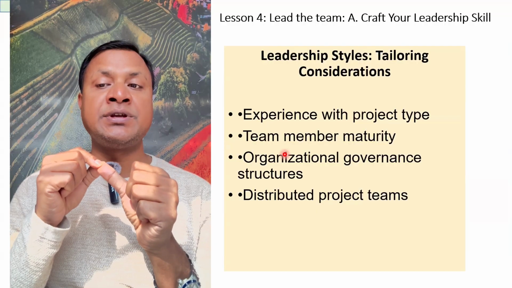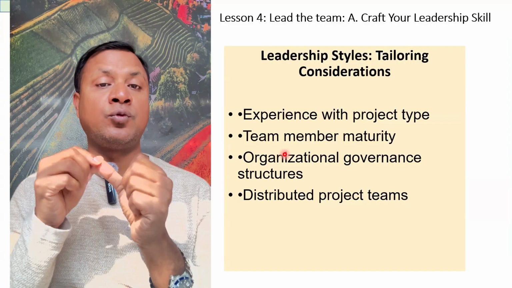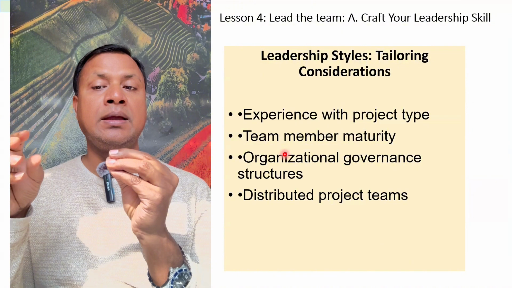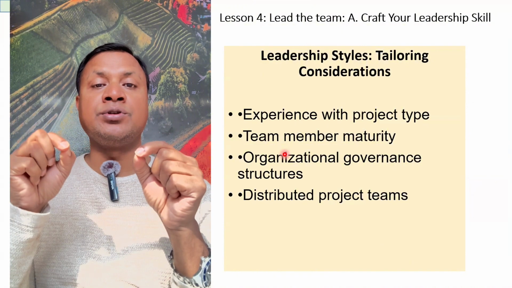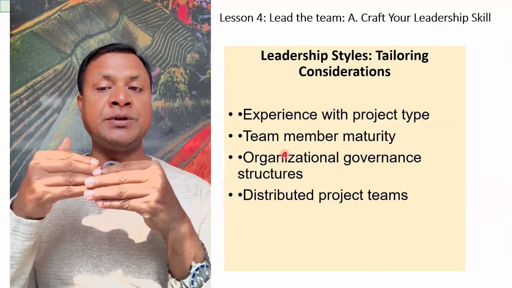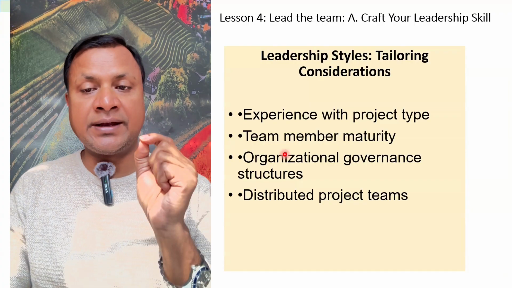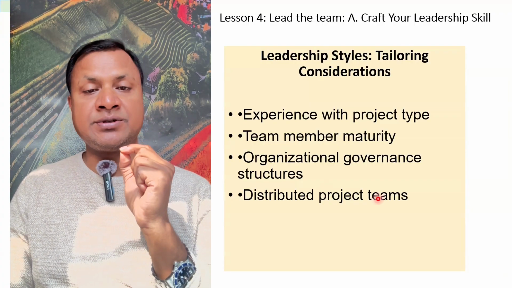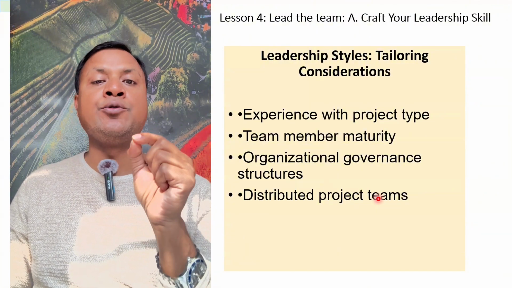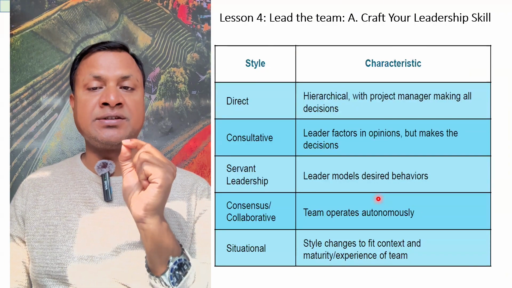Number one is experience with project type. How many years or what sort of experience you have and your team members have. And see the team member maturity. Are they freshmen or are they experienced? Organizational governance structure. You also should see that. And distributed project teams. Are they centrally located or distributed? You must consider that. So there are 5 styles I will be discussing now.